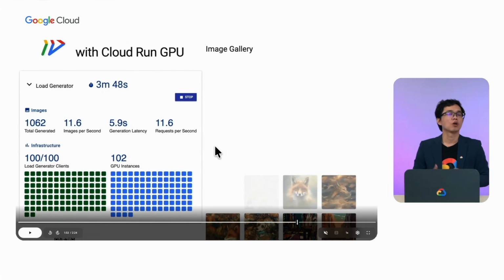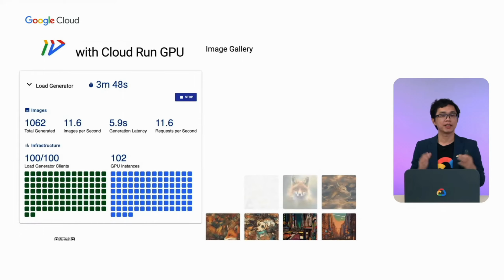So what can we learn from this demo? Basically, while we are receiving more and more load from our clients, Cloud Run is able to scale to hundreds or even thousands of GPU instances in just minutes. It may take other platforms a good 20 minutes to just provision one VM, or one cluster. And at the same time, the number of images per second and the latency metrics are also improved.